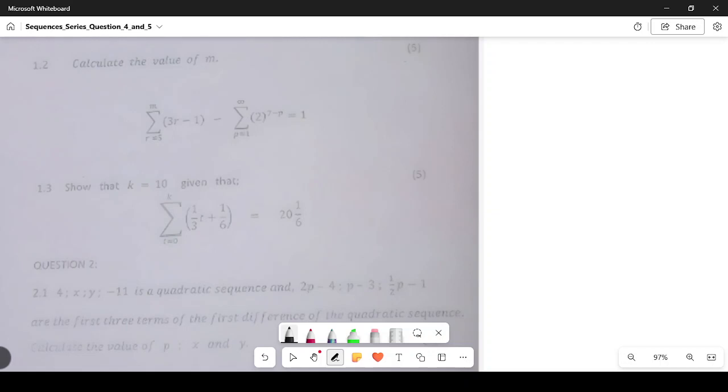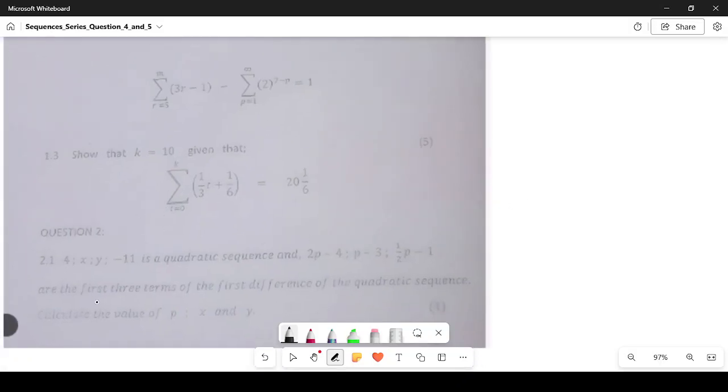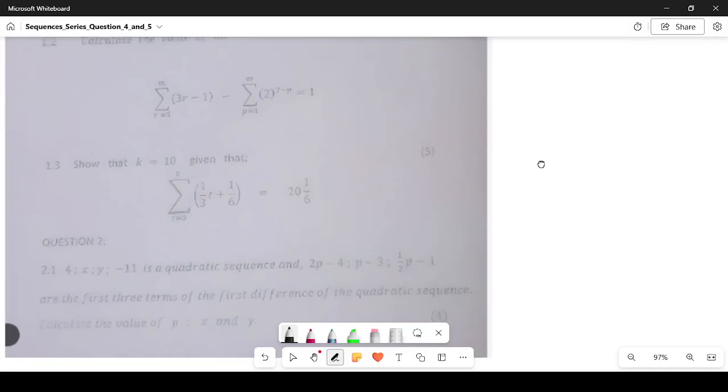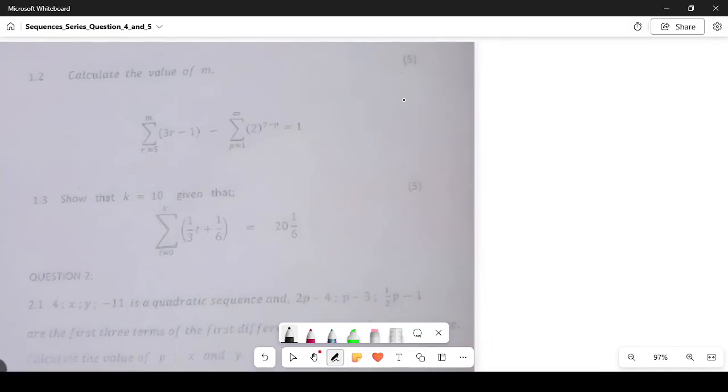Now, question number 4. For question number 4, we'll attempt two problems. I will do question number 1.2 and the last question here, which is a quadratic sequence problem. Let me rewrite question number 1.2 if it's not clearly visible.